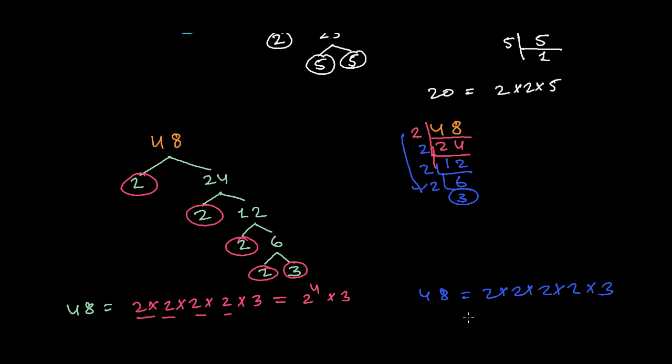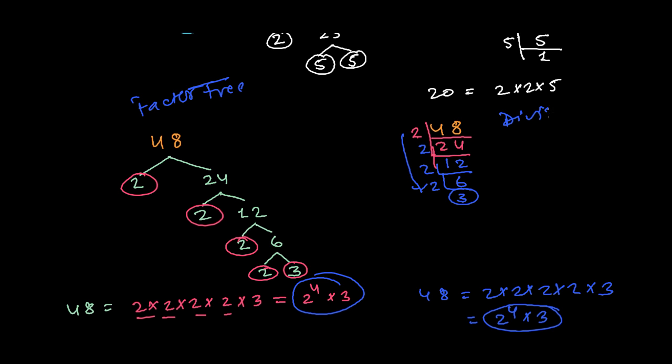So what do we get again? 2 to the power 4 times 3. So in both places we get 2 to the power 4 times 3. So by any method you do, by the factor tree method or by the division method, both methods are the same.